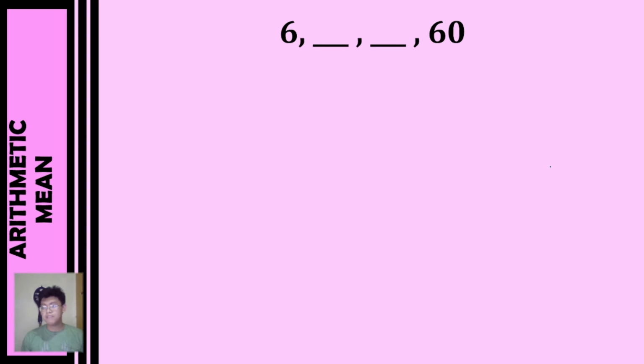Okay, let's have our second example. So in this second example, we have 6, then blank, blank, and then 60. So we have two missing terms in our arithmetic sequence. So first thing that we need to do is to get our given. So our first term is 6. We don't have our second term and third term. And we have our fourth term. So our fourth term is 60.